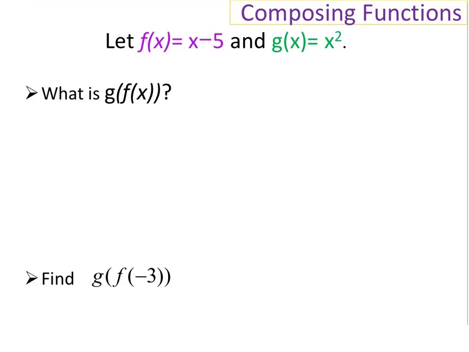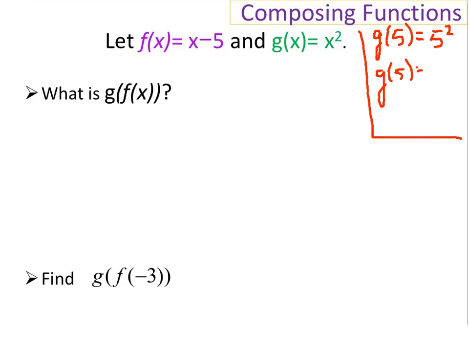Before we begin this example, I want to look at a little side note. So let's say I asked you to find g of 5. Well, you would know that would mean I want you to take 5 and put it in the place of x in the function g. So everywhere you see x, you would put a 5. So for this particular problem, you would put 5 where you see an x, so we would get 5 squared, and g of 5 would be equal to 25.